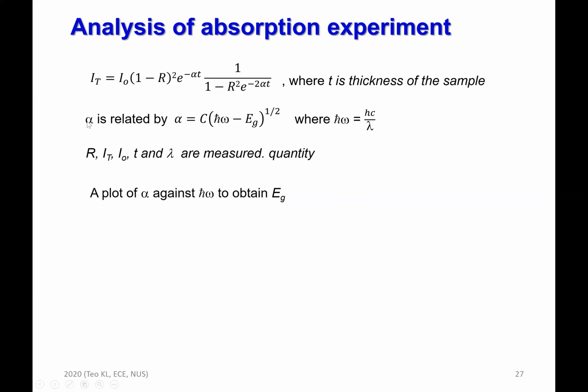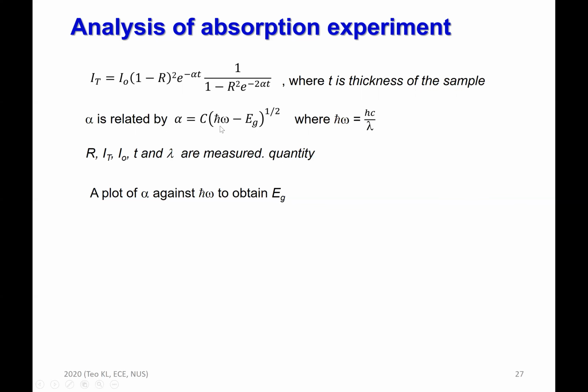Now, remember alpha is a function of photon energy, so it's related to h bar omega. But remember h bar omega is 2 pi over mu, h bar is h over 2 pi, so hc over lambda. So the photon energy is related to the wavelength. And the reflectivity can be measured. Transmitted intensity can be measured. Incident intensity can be measured. Thickness of the sample, of course, can be measured. Lambda also can be measured.